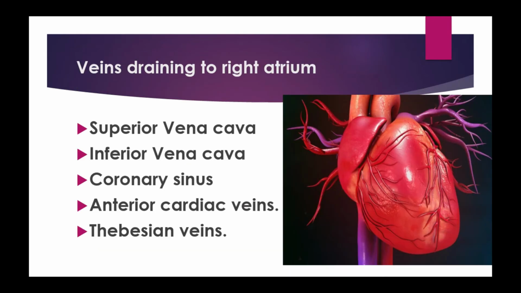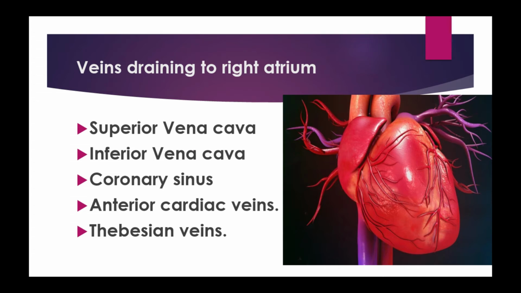Next, the veins draining into the right atrium. First is the superior vena cava, next the inferior vena cava, coronary sinus, anterior cardiac veins, and Thebesian veins. So those are the veins which drain the blood into the right atrium from the body.